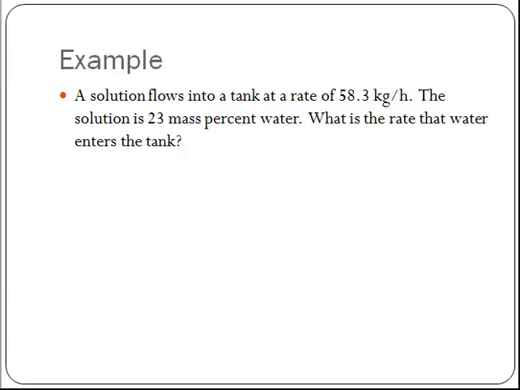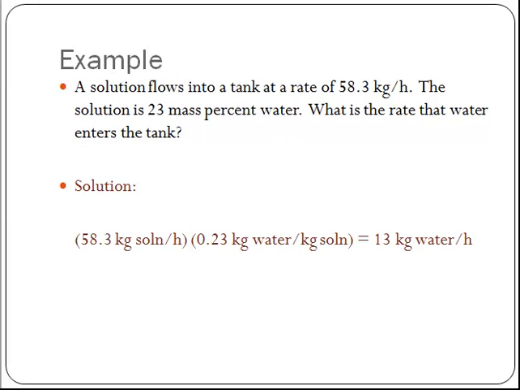So let's just look at a couple of very quick ones here. I have a solution flowing in a tank at a rate of 58.3 kilograms per hour. This solution is 23 mass percent water. And so I want to know what the rate that water flows into the tank will be. So 58.3 kilograms of solution per hour is multiplied by 0.23 kilograms of water per kilogram of solution. Now it's very easy to see that the kilograms of solution cancel, leaving me with kilograms of water. So I have 13 kilograms of water per hour.